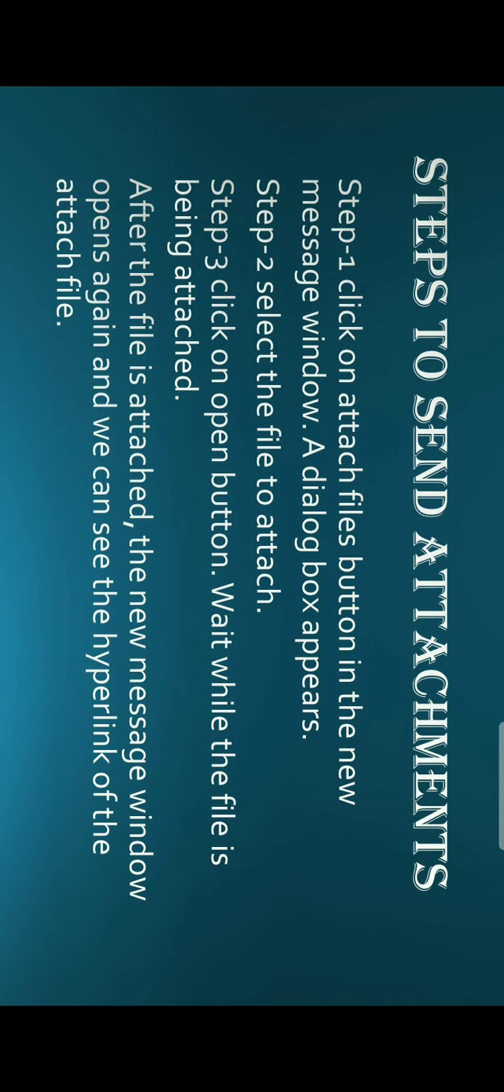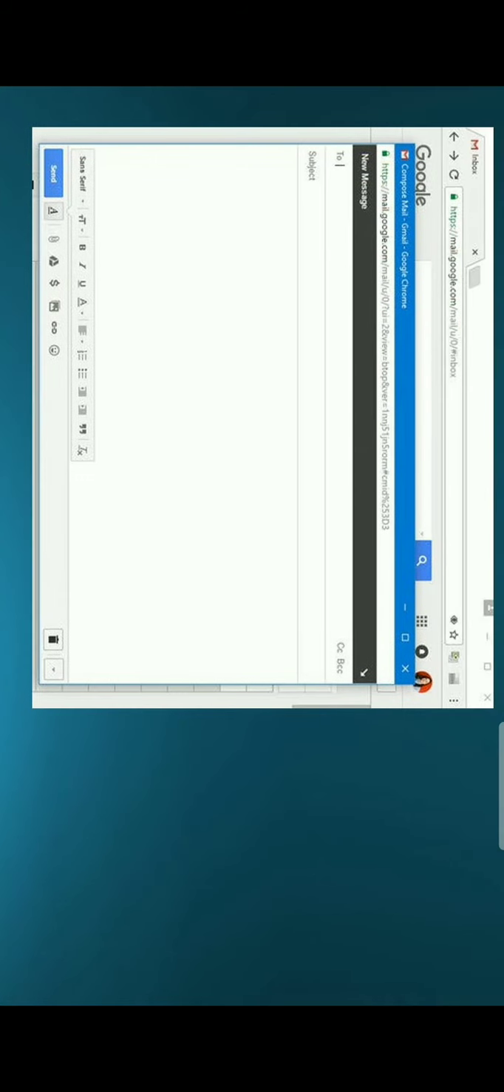In the first step, you have to click on the attach file button in the new message window. And in the second step, you have to select the file to attach. And in the third step, you have to click on the open button. You have to then wait while the file is being attached. And after the file is attached, the new message window opens again and we can see the hyperlink of the attached file. So all the steps you can see in the images.